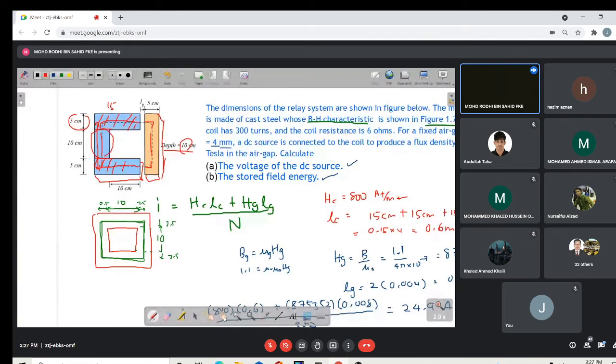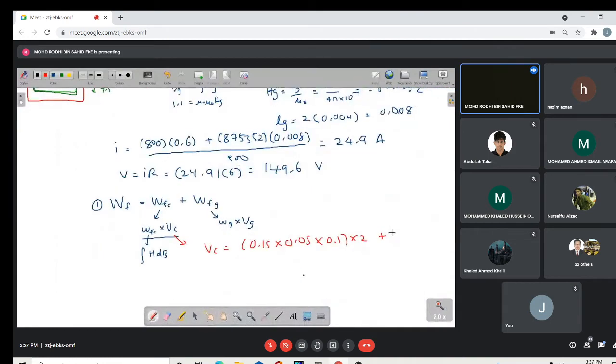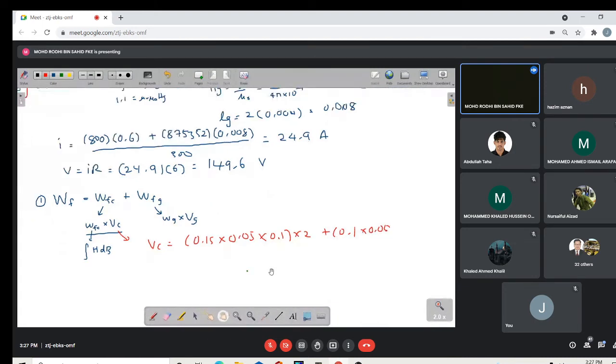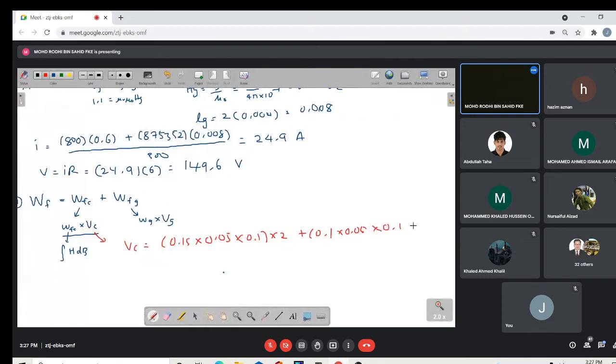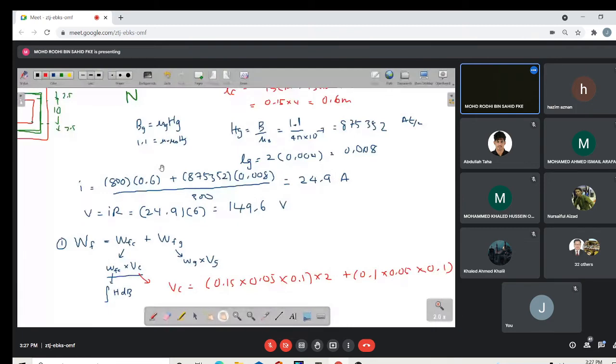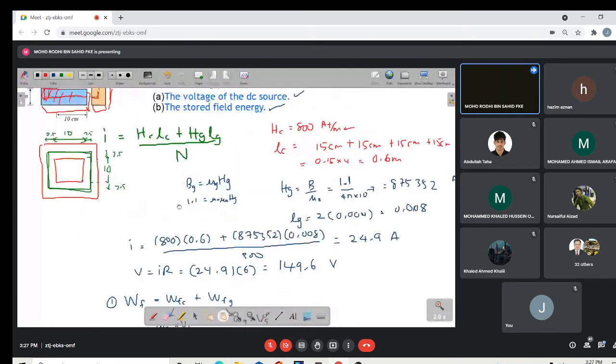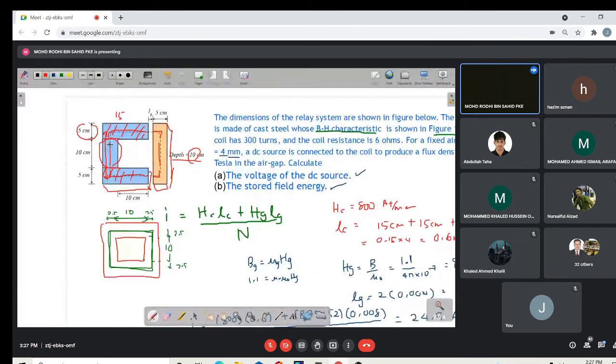This one is 10, which is 0.1, multiply with 0.05, multiply with the depth, the thickness, which is 0.1. Okay, so we are done with this. We are done with the upper section, left section, lower section. Now we look at this one. What is the volume?